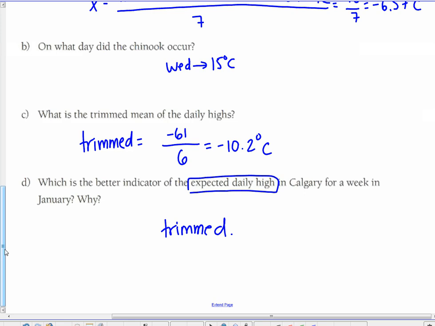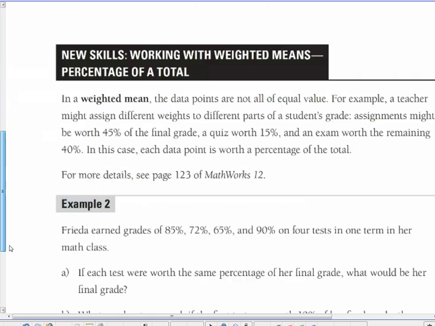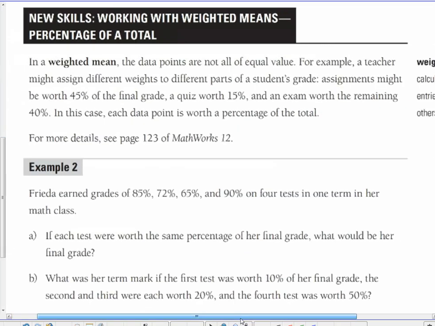Okay, do we understand trim mean? Yeah, makes sense? Exclude the outliers, find your mean. Not very hard. Okay, so let's skip the next one, number 3. Because do we get trim mean? Are we okay with trim mean? Yes. Okay, so let's skip this 3 and let's go on to weighted mean.